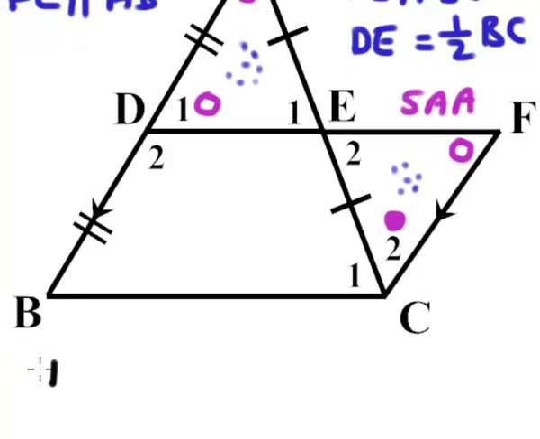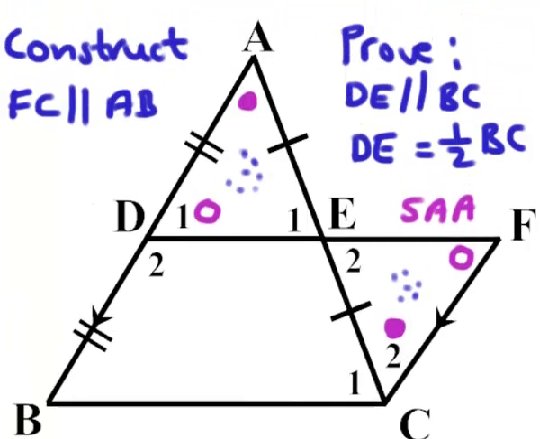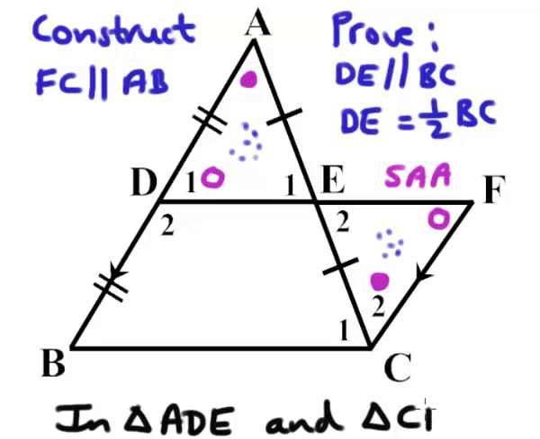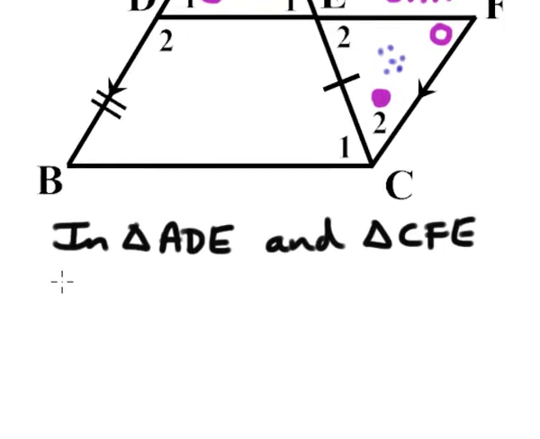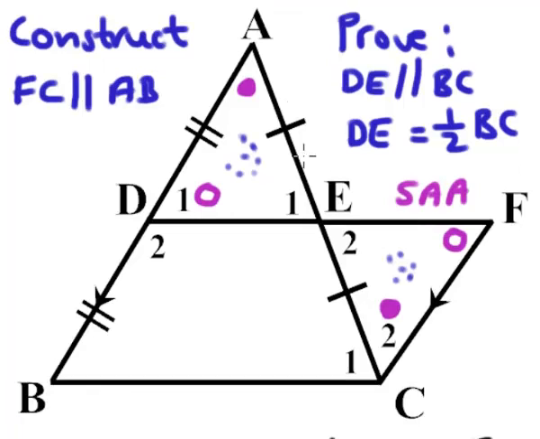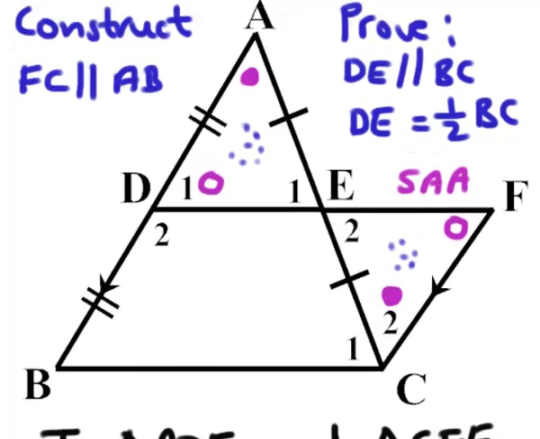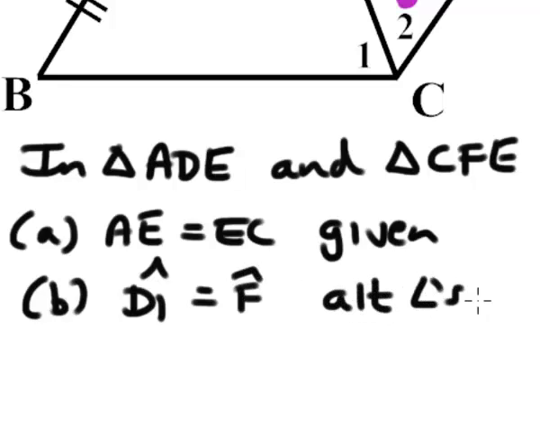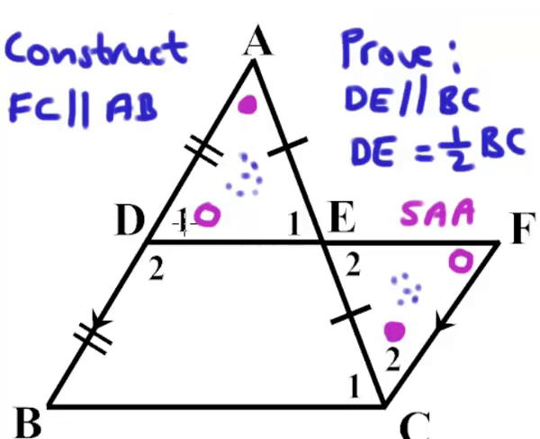So let's take triangle ADE, the top triangle here, and triangle CFE. Those are the two shaded triangles. What do we know? Well, the first thing we know is that AE is equal to EC. That is a pair of given sides there. We've got two sides equal. Then what also emerges is that D1 is equal to F. Alternate angles equal. Look at that. So D1 is equal to F.